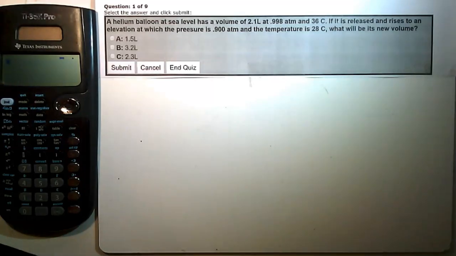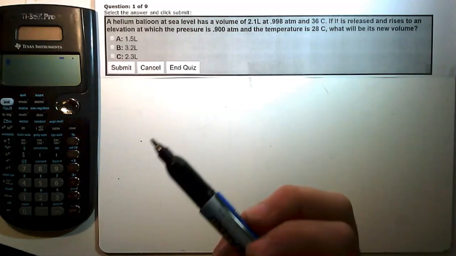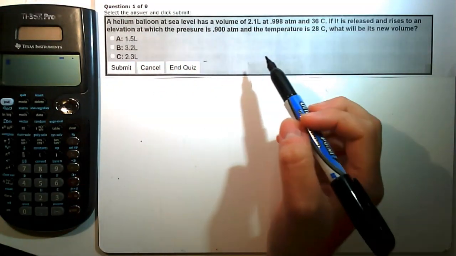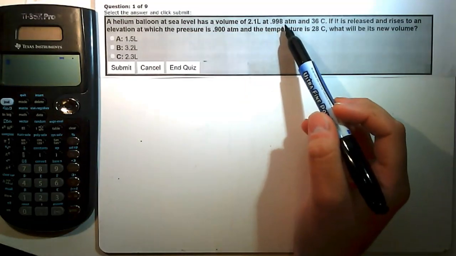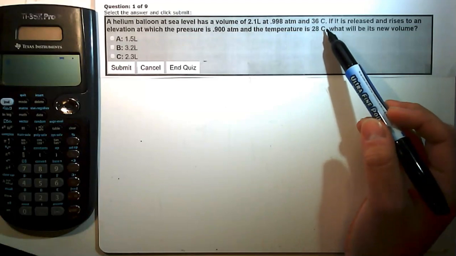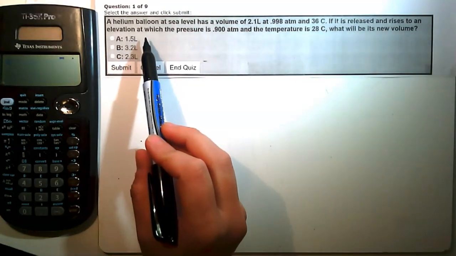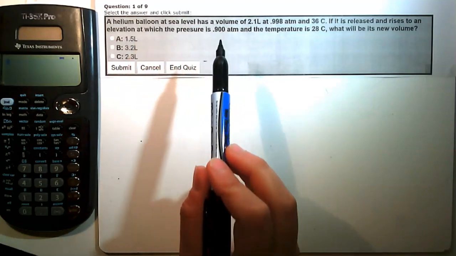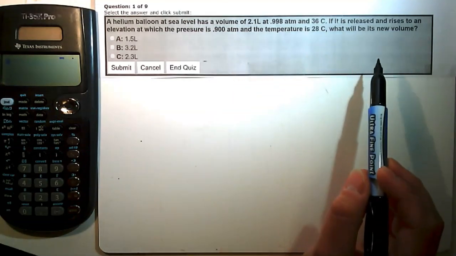Okay, in this video we are looking at gas laws practice number 2. And the first problem in this practice says a helium balloon at sea level has volume of 2.1 liters at 0.998 atm and 30 degrees Celsius. If it is released and rises to an elevation at which pressure is 0.900 atm and temperature is 28 degrees Celsius, what will be its new volume?